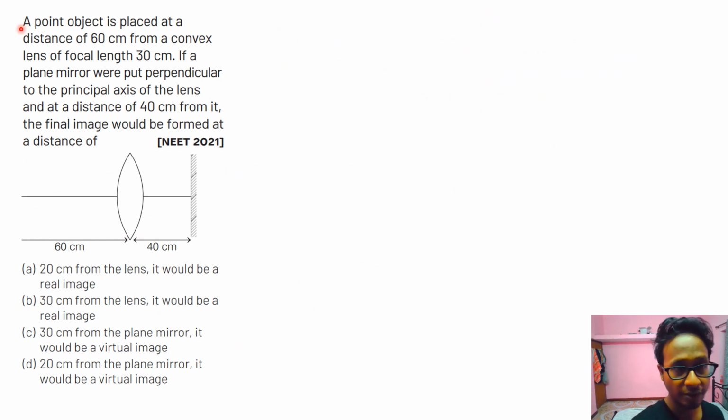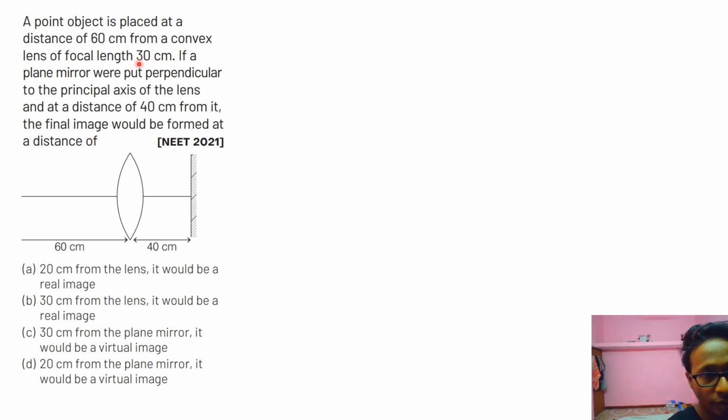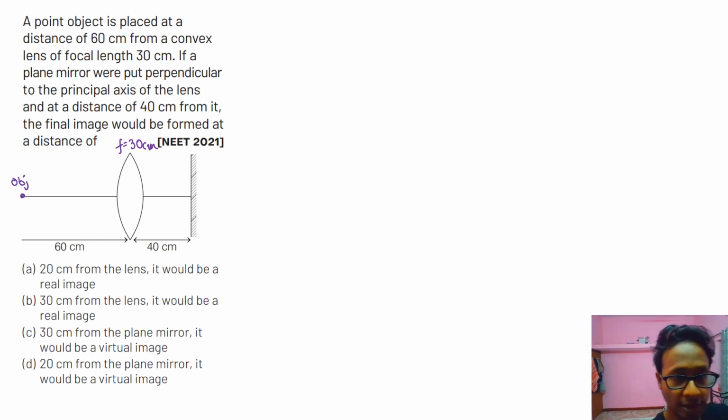Let's look at the question. A point object is placed at a distance of 60 centimeter from a convex lens of focal length 30 centimeter. So this is a convex lens of focal length 30 centimeter, and 60 centimeter away from the convex lens is the object. If a plane mirror is put perpendicular to the principal axis at a distance of 40 centimeter from the lens, this distance is 40 centimeter, find the final image.